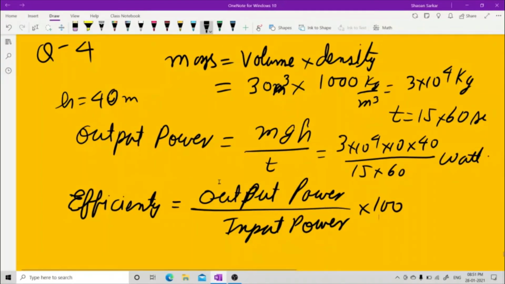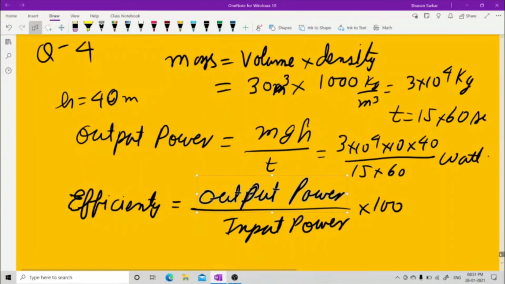What all is given to you? This is 30, you write 30 here. Whatever value you find, you write it here. And find input power. I'm not going to do it, do it yourself. Fine. Now the next question.